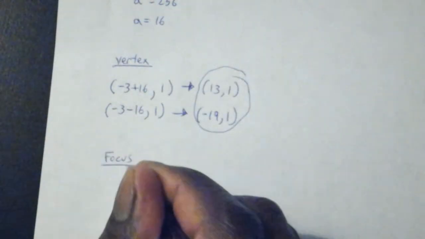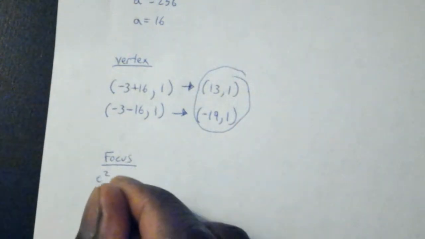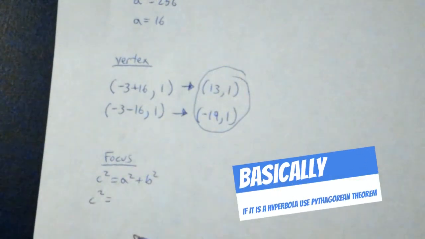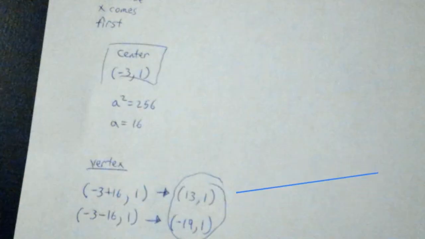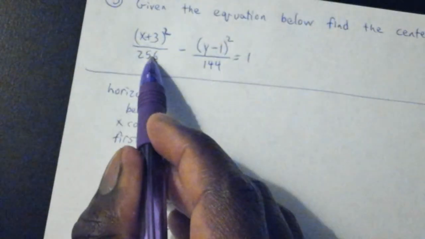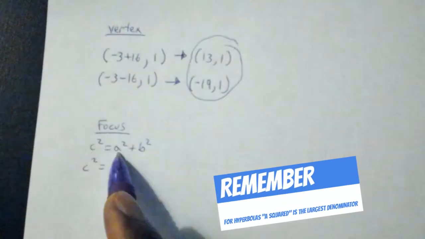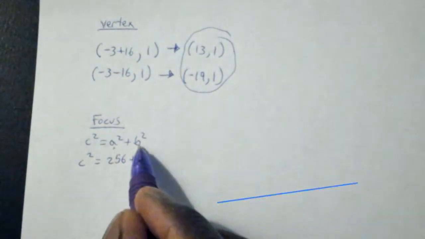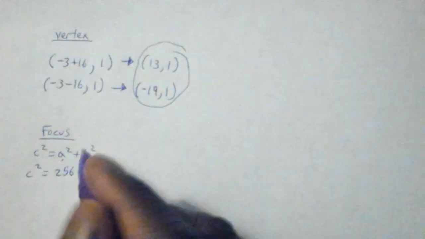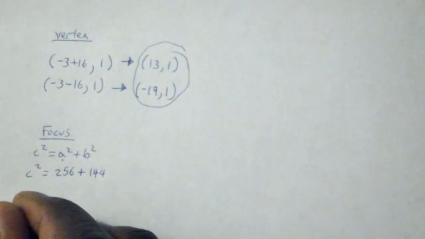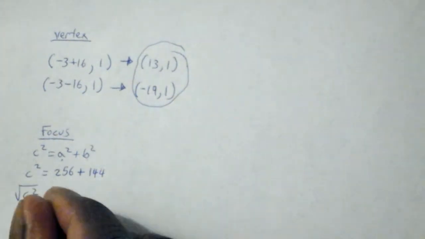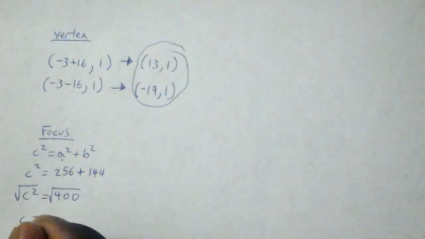Remember that for our hyperbola, the focus equation is c squared equals a squared plus b squared. If we substitute everything, we don't know c squared. A squared is that first denominator, that's 256. So we're going to put 256 for a squared. And b squared is the second denominator. It's always the second denominator for a hyperbola equation. So we're going to put 144. When we add everything, c squared is equal to 400. And if we take the square root, then c is equal to 20.